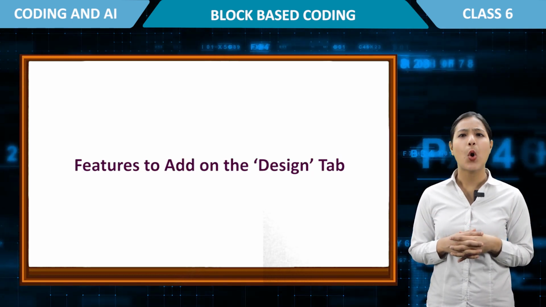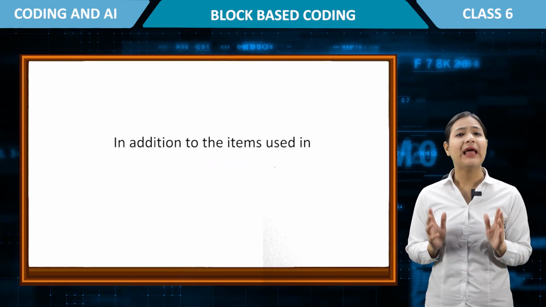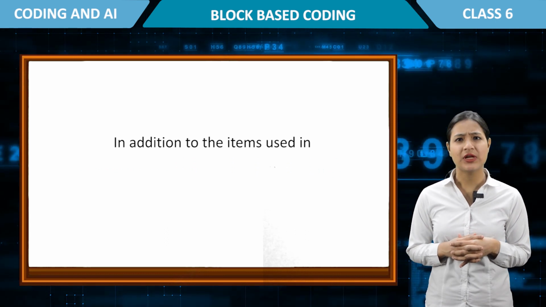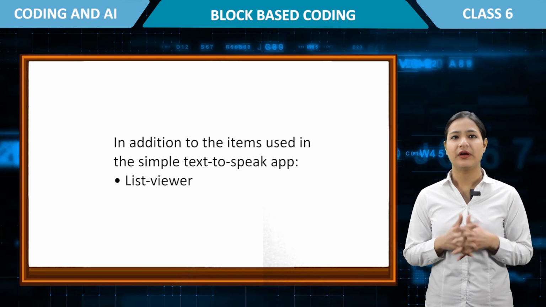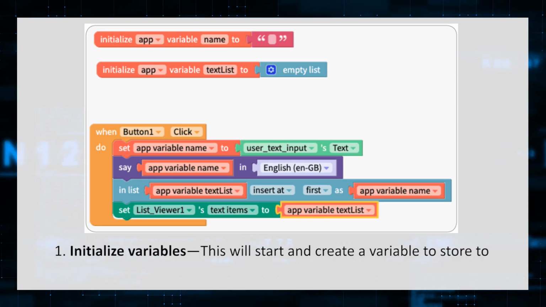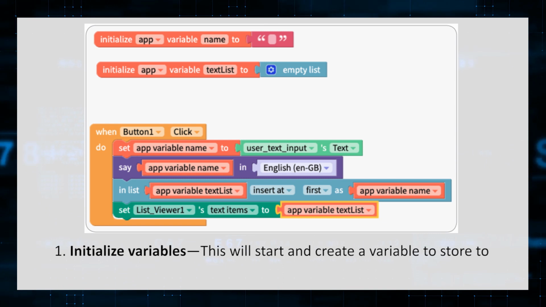Features to add on the Design tab. In addition to the items used in the simple text to speak app, list viewer. Block to add. First, initialize variables.